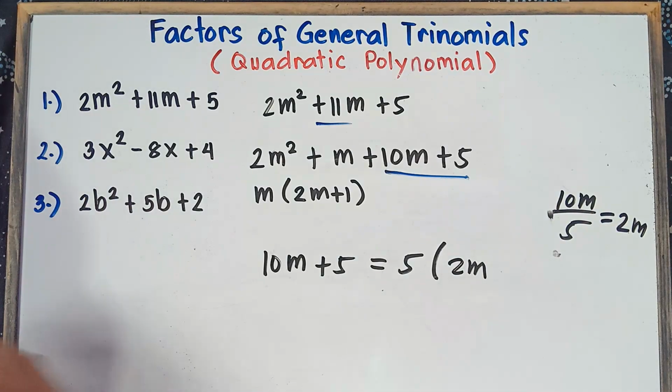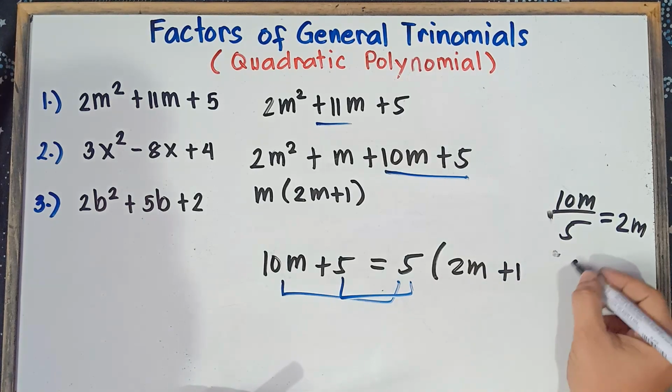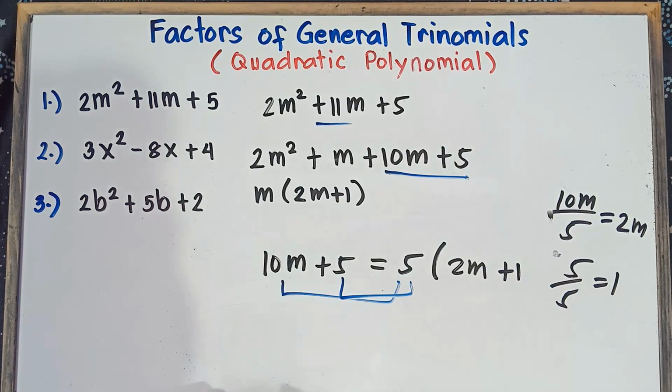And then, once again, class, we're done with this one. 10m divided by 5, that's 2m. And then 5 divided by 5 is equal to 1. Once again, class, 5 divided by 5 is equal to 1. So this will be our factor, class.